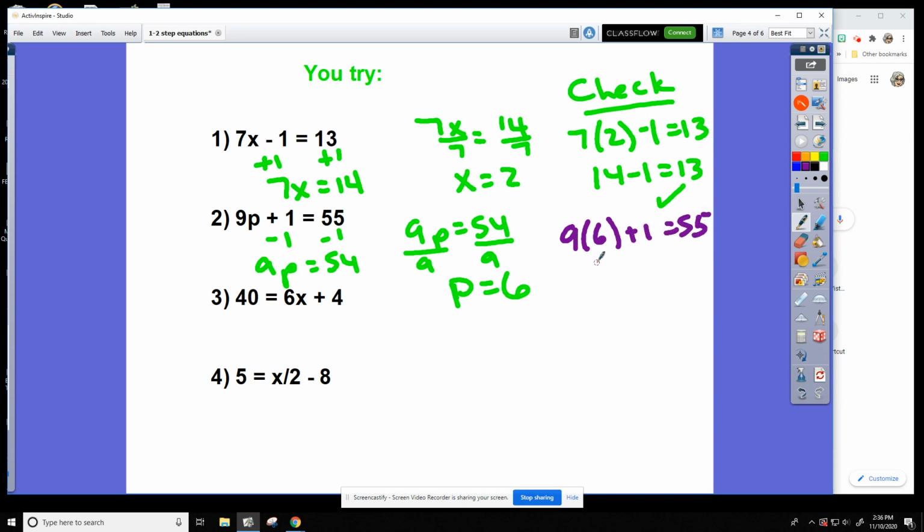5 and 6 times 9 is 54 plus 1 is 55. Yes. Okay, the next one, there's my variable, not going to touch it. Going to move this. 36 equals 6x. 6 times what is 36?